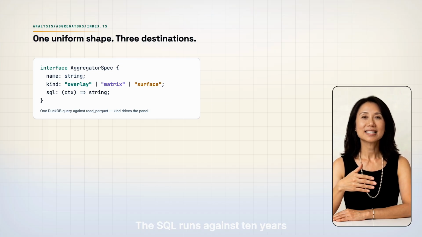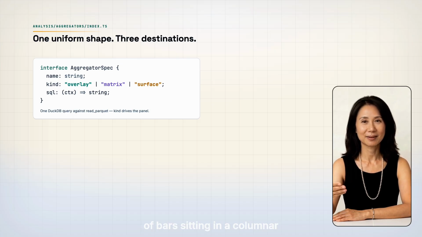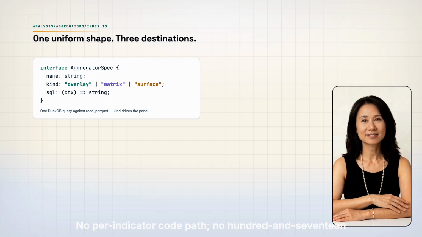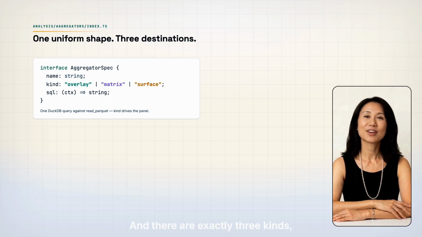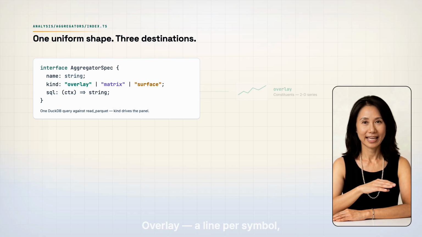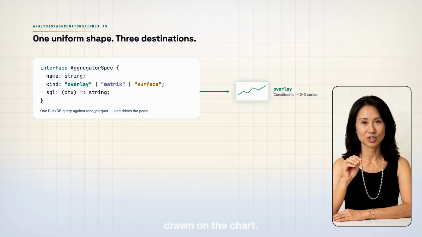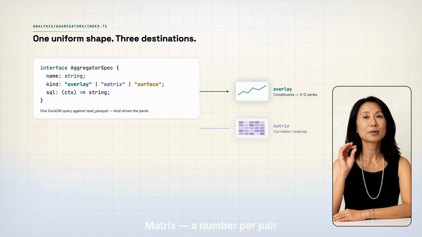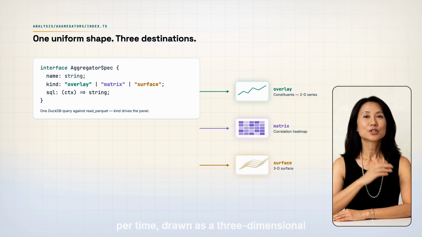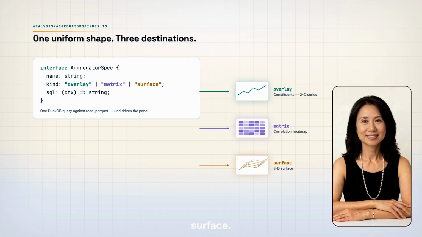The SQL runs against 10 years of bars sitting in a columnar file. No per indicator code path, no 117 special cases. And there are exactly 3 kinds, because there are exactly 3 shapes an indicator result can take. Overlay, a line per symbol, drawn on the chart. Matrix, a number per pair of symbols, drawn as a correlation heat map. Surface, a number per symbol per time, drawn as a 3-dimensional surface. 3 kinds cover the whole bestiary.